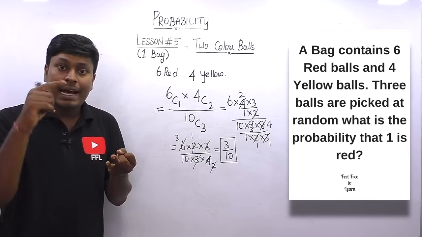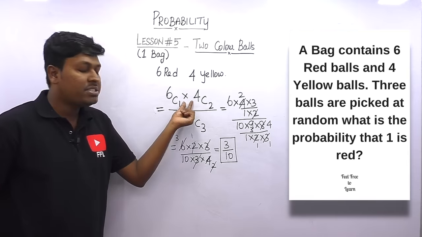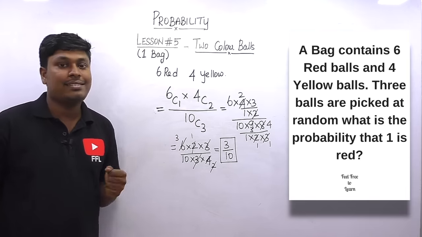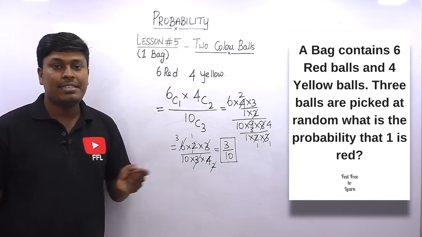So 1 red and 2 yellow, the meaning of and is multiplication. So 6C1 times 4C2 divided by total possible, that is 10C3. So finally, we got an answer as 3 by 10.